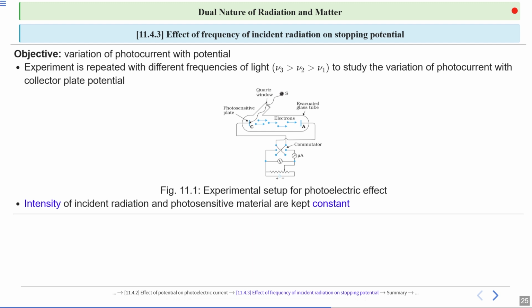It's important to note that during these measurements, both the intensity of the incident light and the type of photosensitive material are kept constant. This means we are only changing the frequency of the light, not how bright it is or what material we are using. By controlling these variables, we can clearly see the effect of frequency alone on the photocurrent.